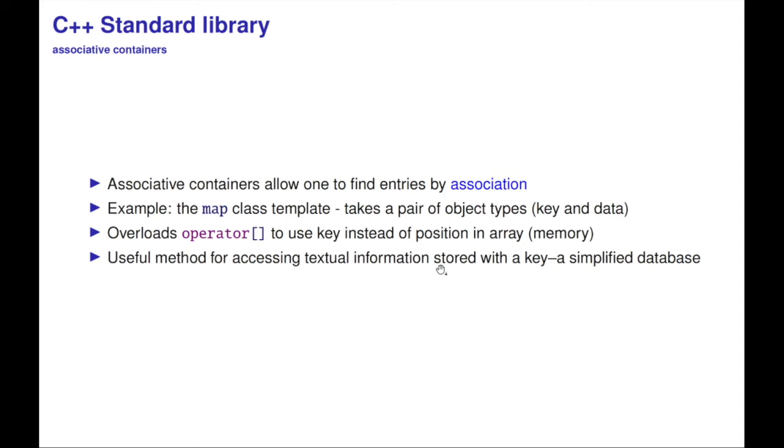It's a useful method for accessing textual information stored with a key, which is actually a very naive idea of a database. It's not a very good database, but it definitely works as a database. And the idea of storing the data in a given way, you may want to look up what a B tree or B prime tree is if you're really interested in the type of algorithms. It's often used in databases as well to search through things quickly.